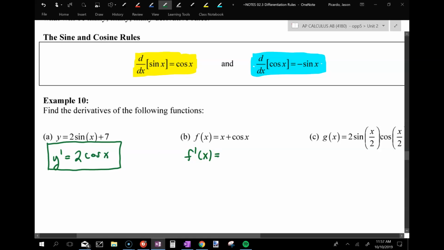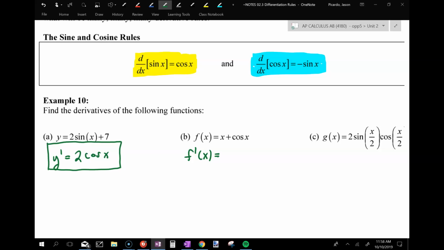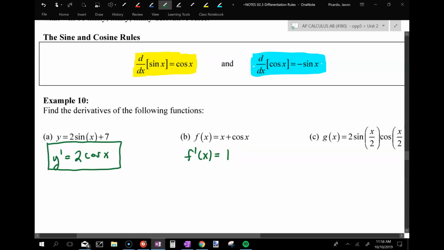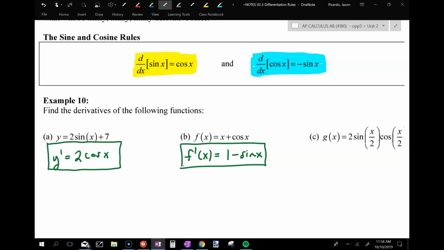Derivative here. What's the derivative of x? It's a line with a slope of 1. And the derivative of cosine, we have to memorize as negative sine of x. And that's it. Cool? All right.